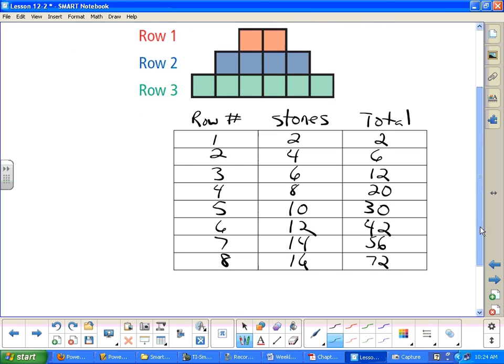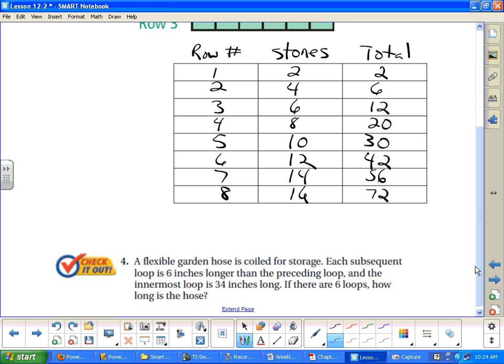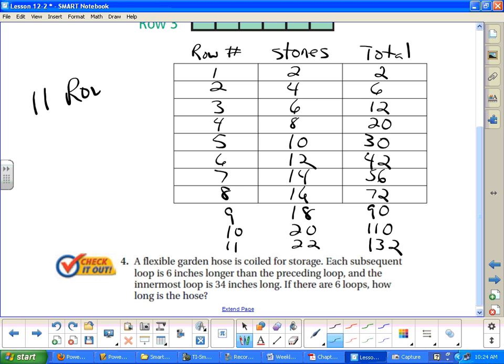Okay, obviously I'm going to need a couple more rows. Okay, so 9 is 18, that would be 90. 10 would be 20, so that would be 110. 11 would be 22, and that would be 132. All right? Could I get another row in? No, because I would need 24 more, and that would put me over the 144, so there would be 11 rows of stones.